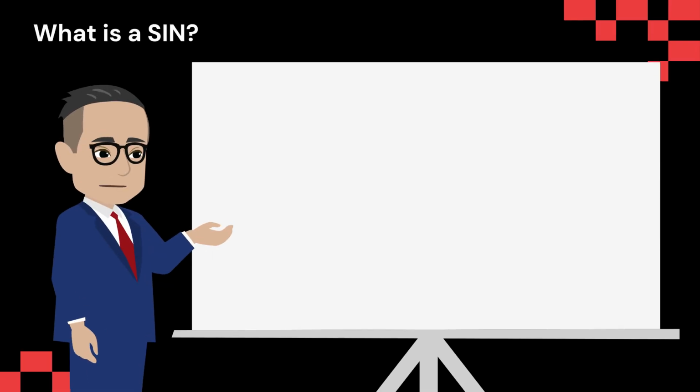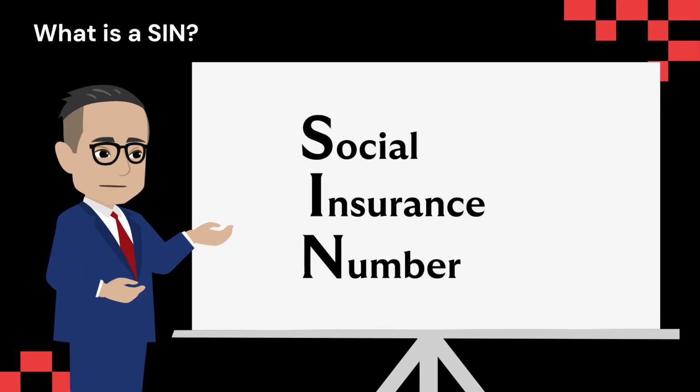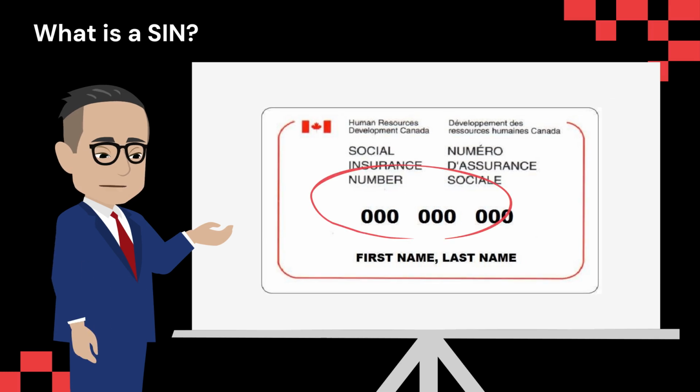Let's first go over what is a SIN and why do you need one. SIN stands for Social Insurance Number. You will need this 9-digit number to work in Canada. Let's walk through the steps together on how to apply for a SIN.